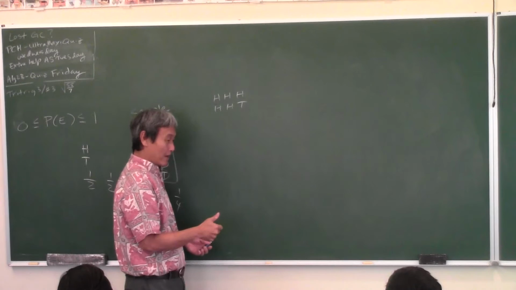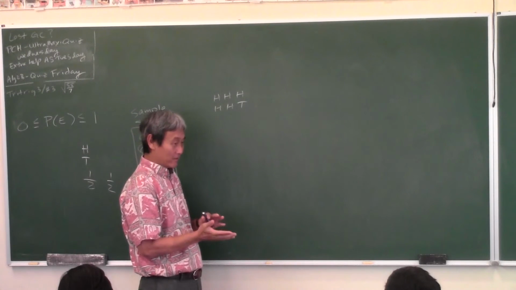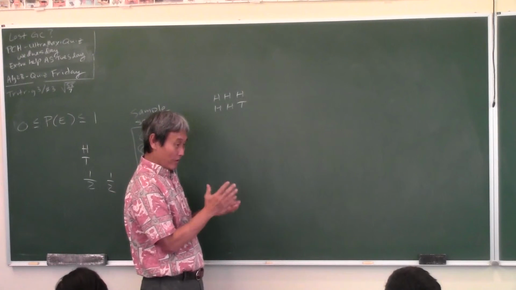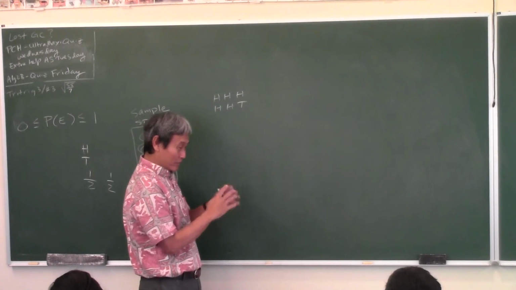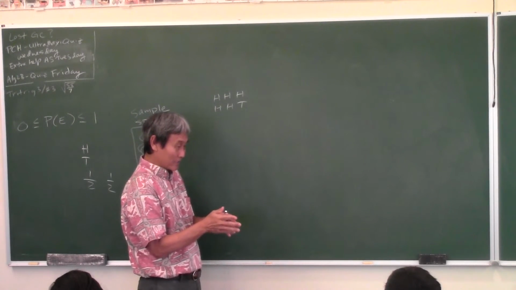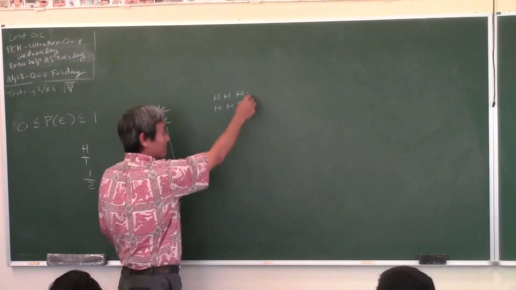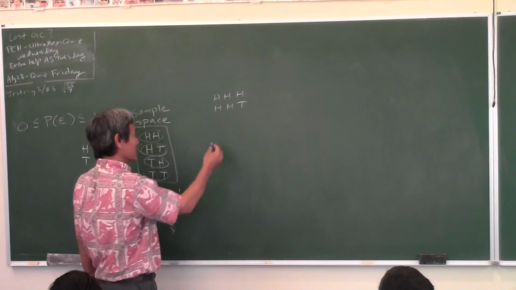When you toss a coin, how many possibilities are there? It's either head or tail, right? 2. So if you toss one coin, you get 2. What about the second one? 2. The next one, 2. What's 2 times 2 times 2? It's 8. So there should be 8 over here. Okay? So let's list them all.